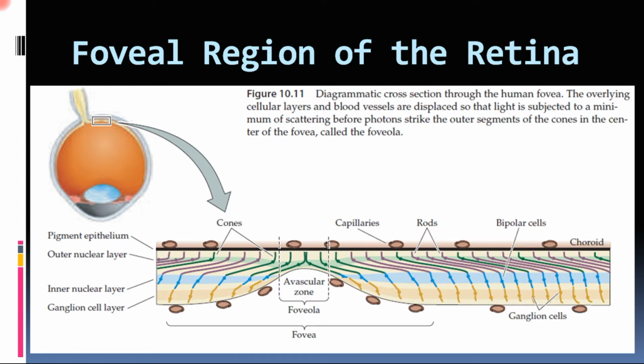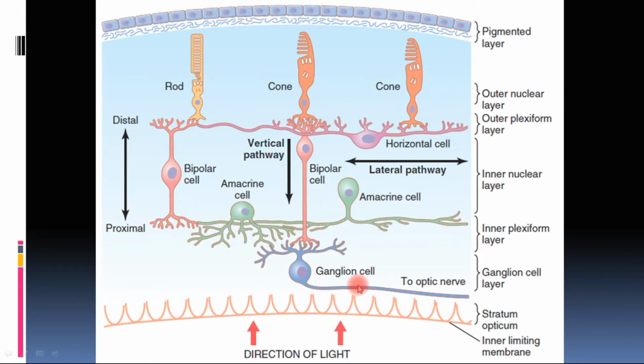Okay, so whichever image is falling on the foveal region, which has a diameter of 0.3 millimeter, has a very detailed picture of it when the light falls on the foveal region. And what is the reason behind that? In other regions of the retina, as we have seen previously, the light travels through the inner layers and then falls on the rods and cones.